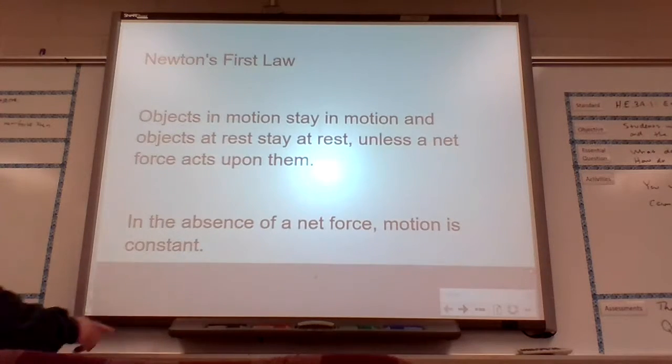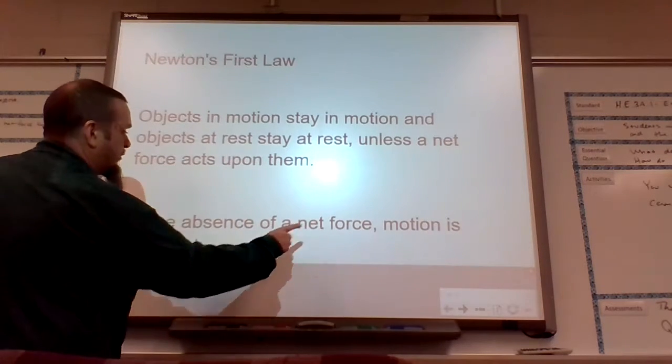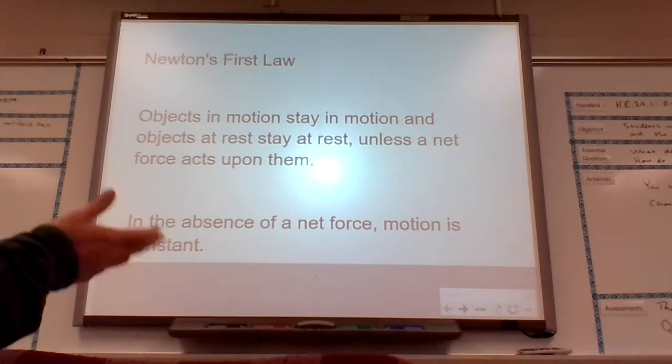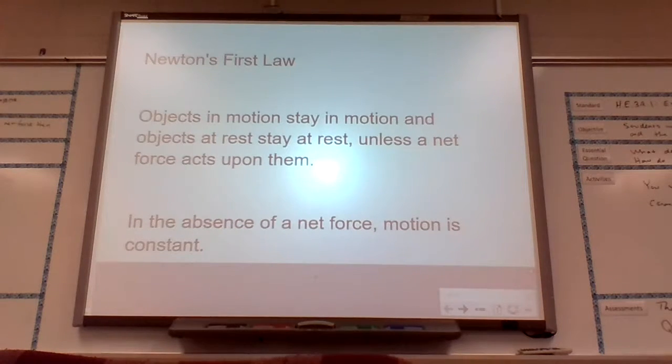That something left over is a net force. And what this law says is in the absence of a net force. So in other words, they all do cancel. There's nothing left over. There is no net force. When all the forces acting on an object cancel out, the motion of that object is going to be constant. So again, if you want to pause this, go ahead and pause this and write that down.